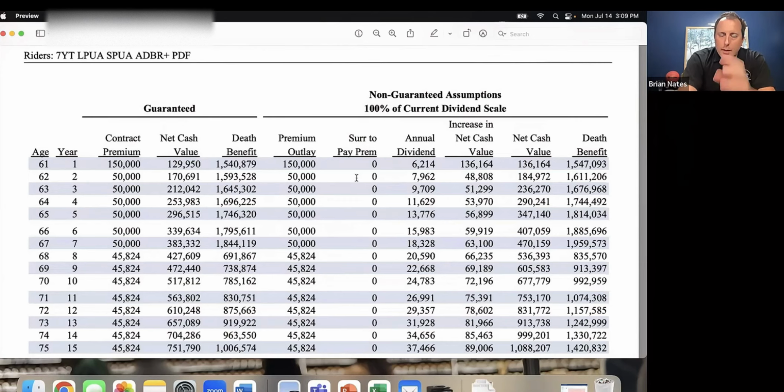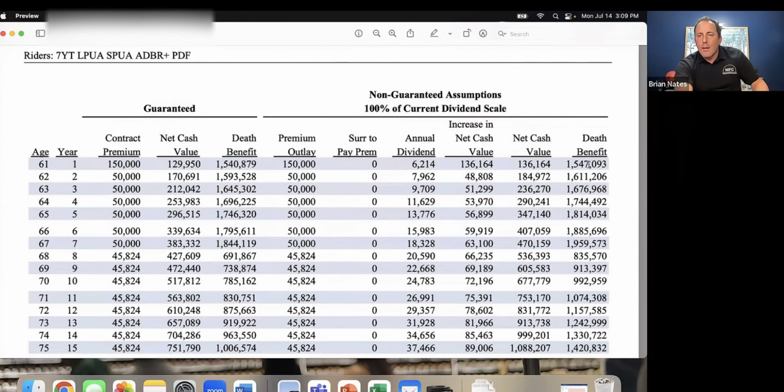But look at this, like understand this. By year three, you put 50 grand in. It grew by 51.2. Year four, 50 grand is 53.9. 50 grand. Year five, 56.8.